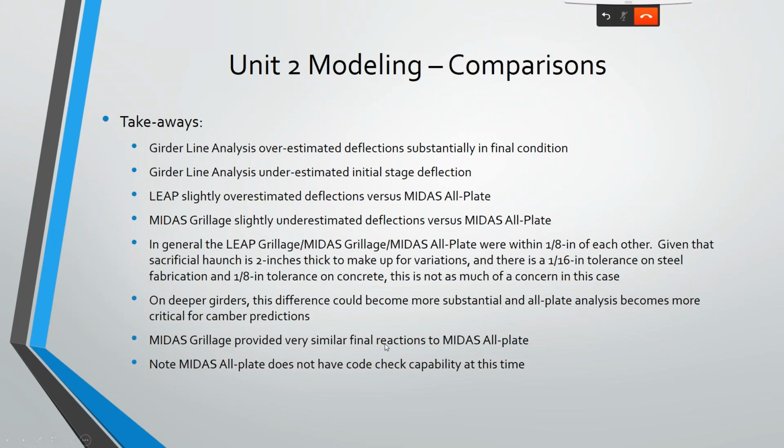And the Midas grillage provided similar actions to all plate. And again, one of the items too, when the all plate comes out, it does not allow you to do a code check at this time. So you can definitely use it for double checking your stresses in your beams, your rotations, your deflections. But when you're getting to your code checks, you really need to have the grillage model in order to do that.